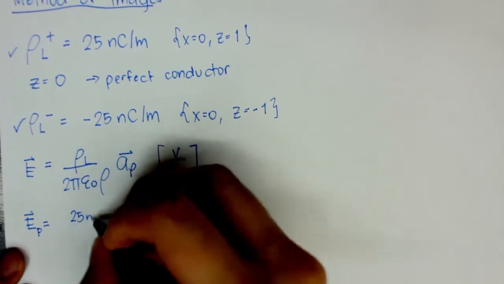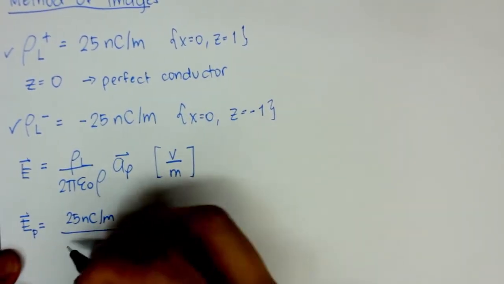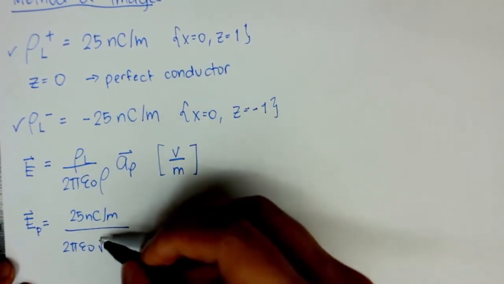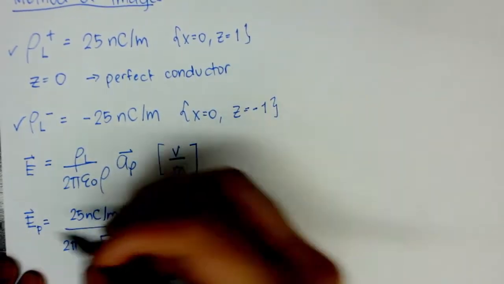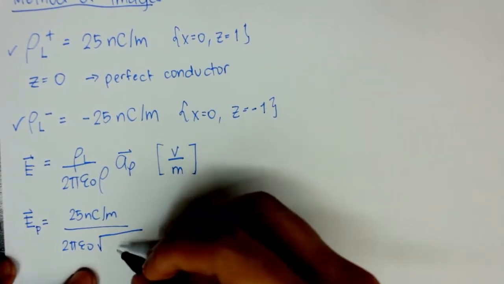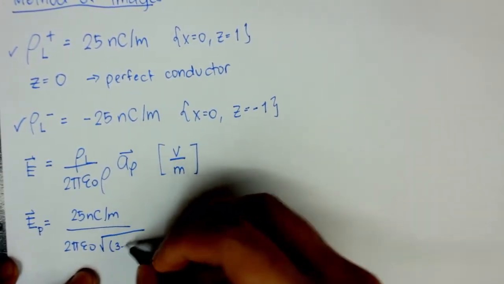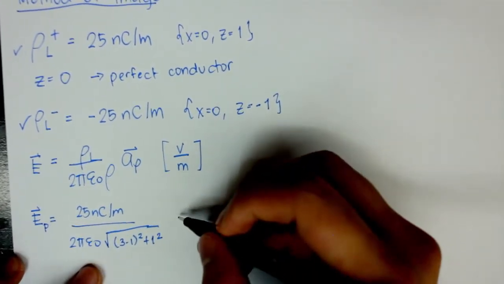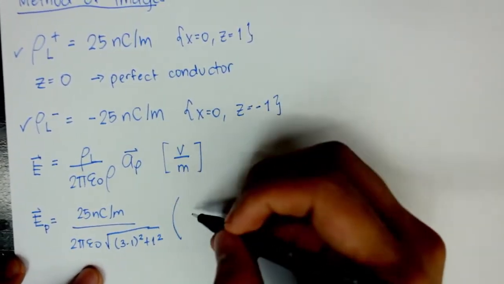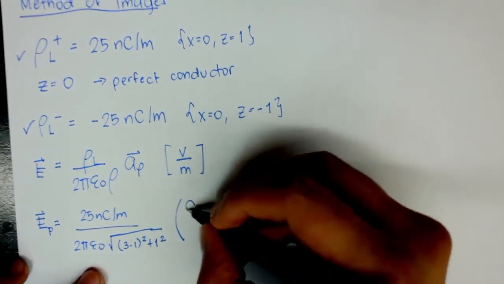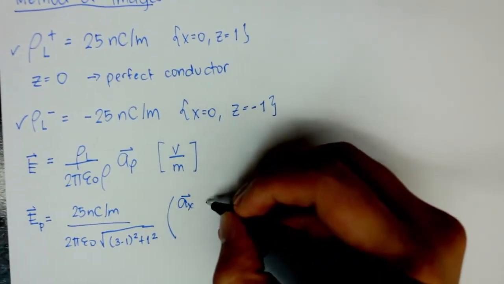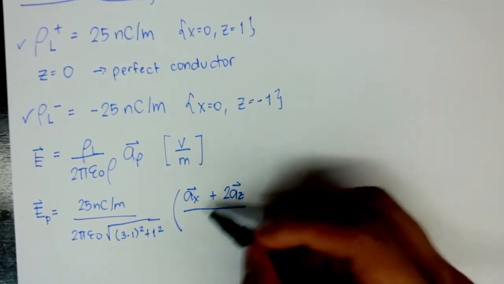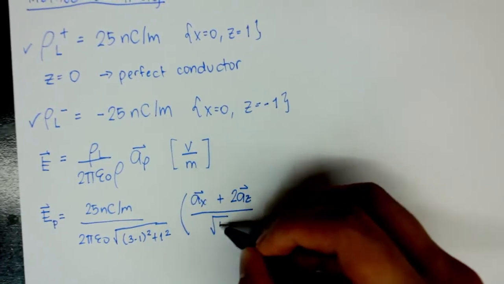That's 25 nanocoulomb per meter over 2 pi epsilon naught. That's for the positive. Therefore, the rho with respect to point P is the square root of 3 minus 1 squared plus 1 squared, times the unit vector, represented in the rectangular coordinate system, ax hat plus 2 az hat, all over the magnitude of these two, that's square root of 5.